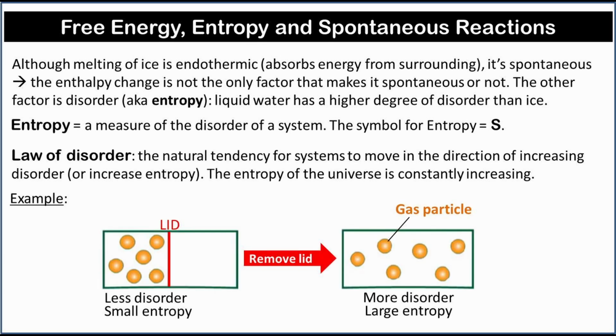The law of disorder is the natural tendency for systems to move in the direction of increasing disorder. Let's illustrate this with an example. Look at the sealed container that has two compartments separated by a lid. One compartment contains gas molecules. The second compartment is vacuum. When we remove the lid, gas molecules will spread over both compartments, leading to more disorder, which translates in a higher entropy value.